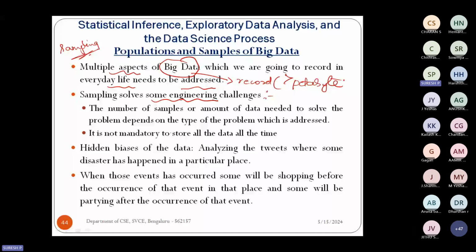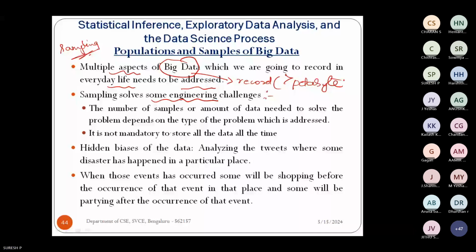So for example, I want to eat food. Good food is my objective. For that, I have to search for a hotel. For that, I cannot take the result, right? This is totally different data which you are going to have. For that I require a different entity or different attribute. So the number of samples or amount of data you need to solve the problem depends upon the type of problem which you are addressing.